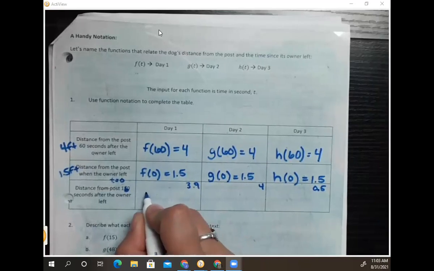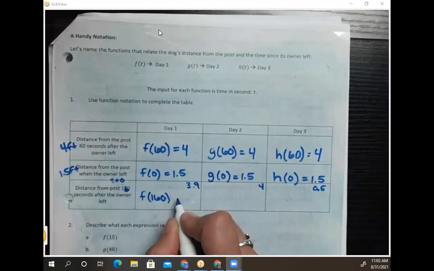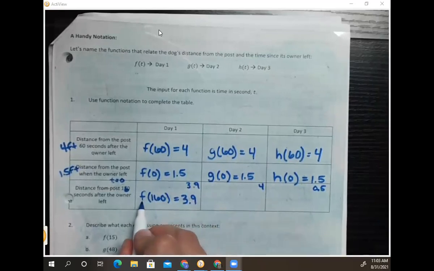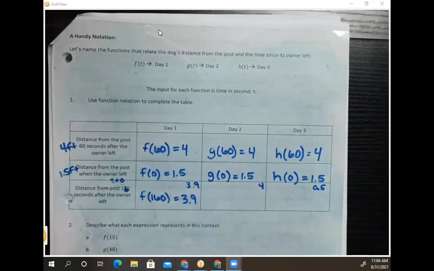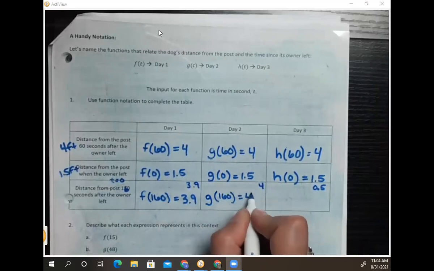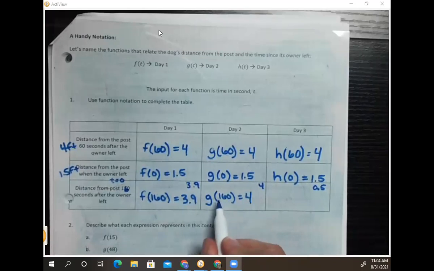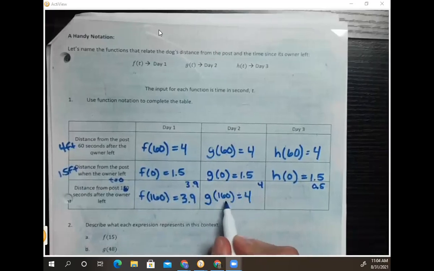So this should be f of 160 equals 3.9. Since it's day 1, we're using our function f. Our time was 160 and our distance was 3.9 feet. For day 2, that would be g of 160 equals 4. So g, because that's our function for day 2, our time was 160 seconds, our distance was 4.